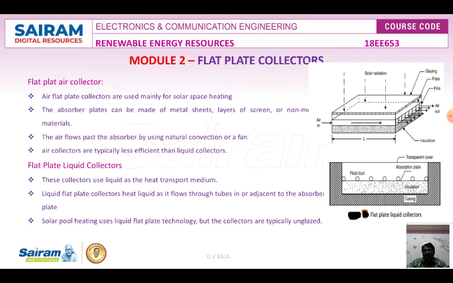These collectors use liquid as the transport medium. In the previous flat plate collector, air is the transport medium; here liquid is the transport medium. In liquid plate collectors, the heated liquid flows through the tube adjacent to the absorber plate. It is the simplest liquid system: household water is heated and passed through the solar collector, then it flows to the house for heating purposes. For solar pool heating, if we want to heat a swimming pool, we can go for a pool heating system.